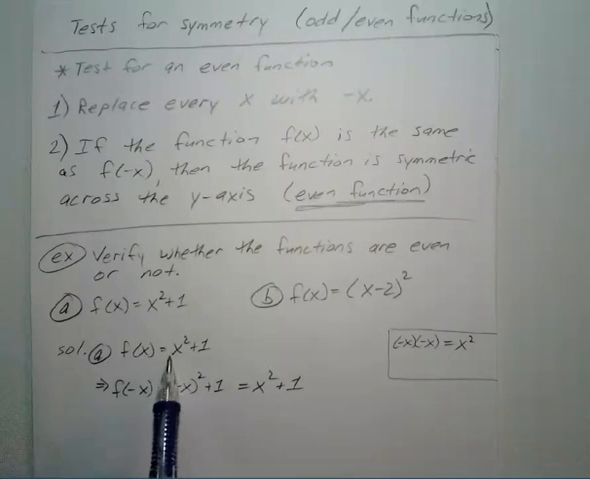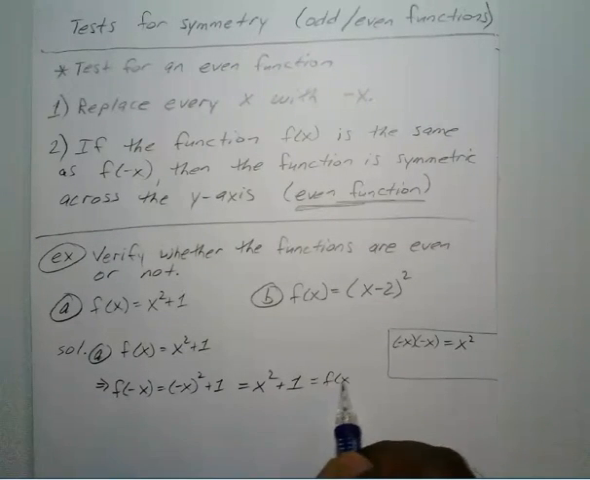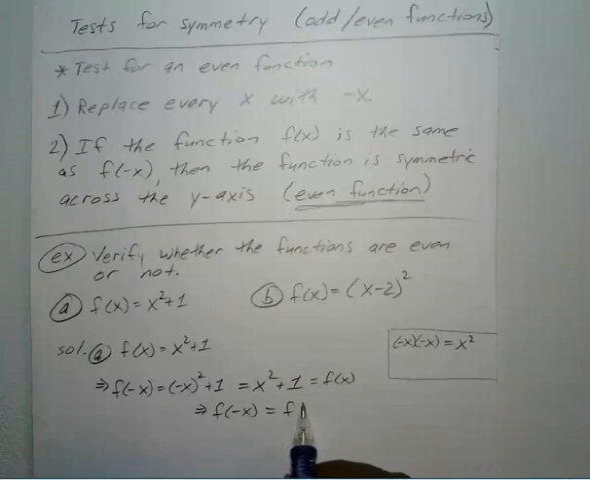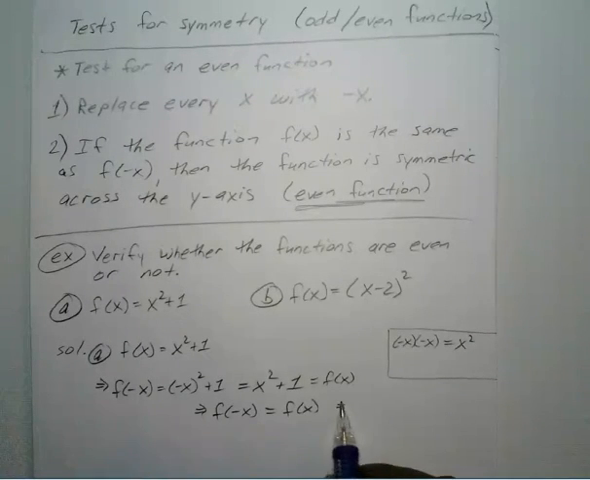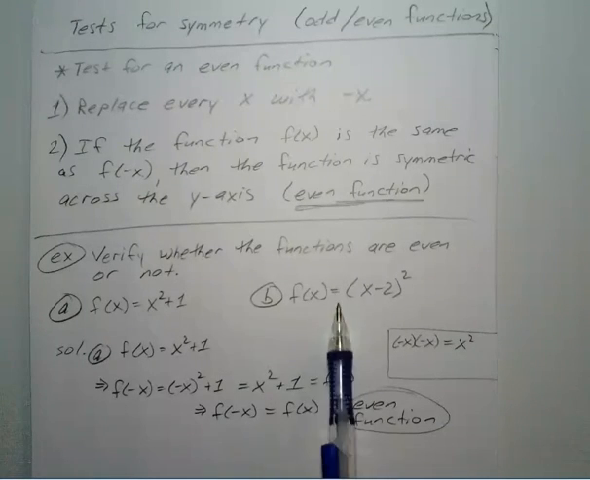Okay, and we see here that x squared plus 1 is equal to f of x. So that lets us know that f of negative x is equal to f of x. So we see here that this is an even function. Okay, so A is an even function. Now let's look at B.